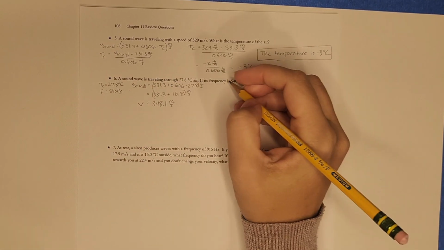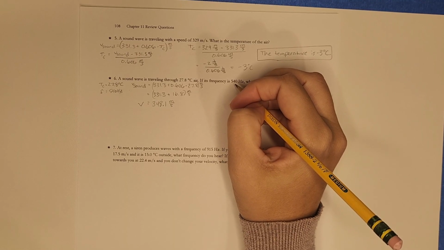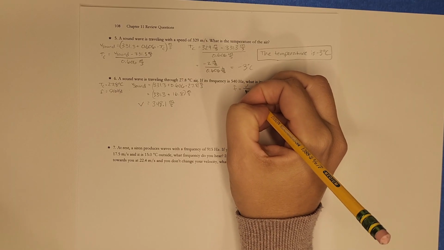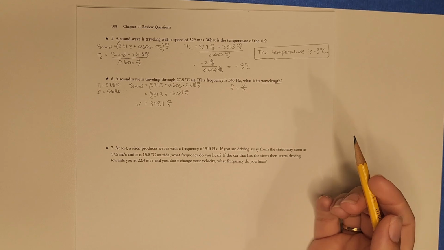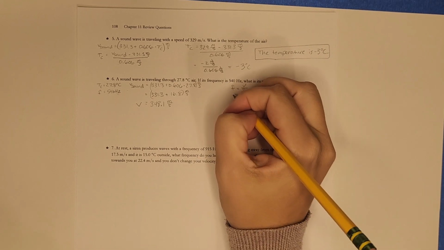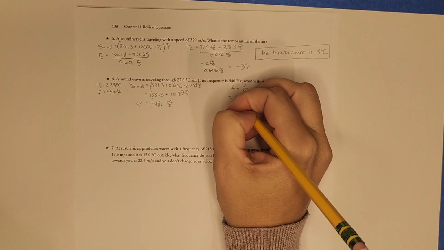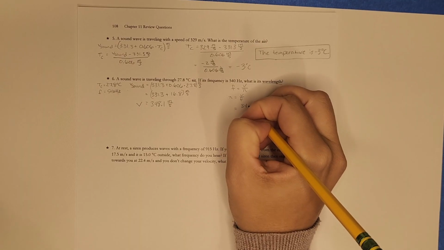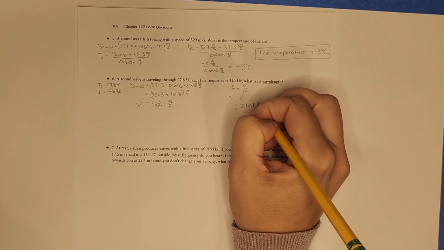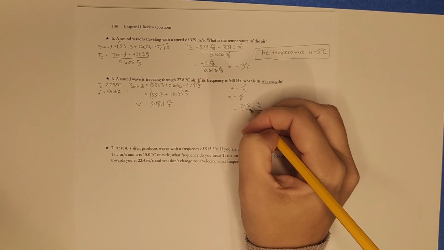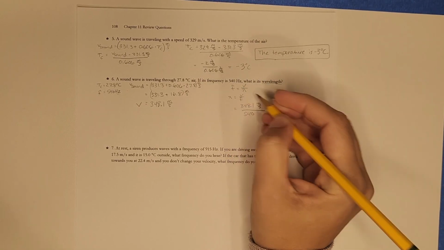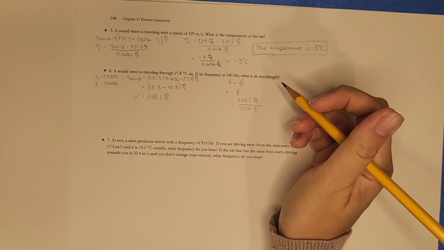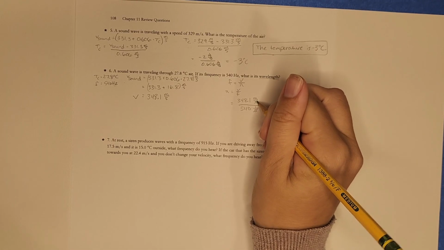And so now we can use equation 11.1, frequency equals velocity divided by the wavelength. And so solving for wavelength, we would have the wavelength equals the velocity divided by frequency. Let's plug that in: 348.1 meters per second divided by 540 hertz, which equals 1 per second, right? And of course, our seconds are going to cancel.